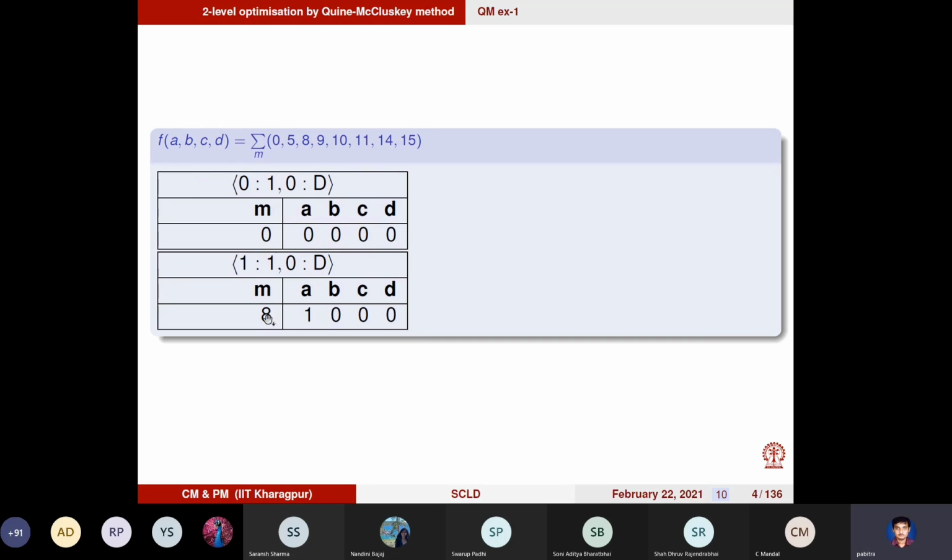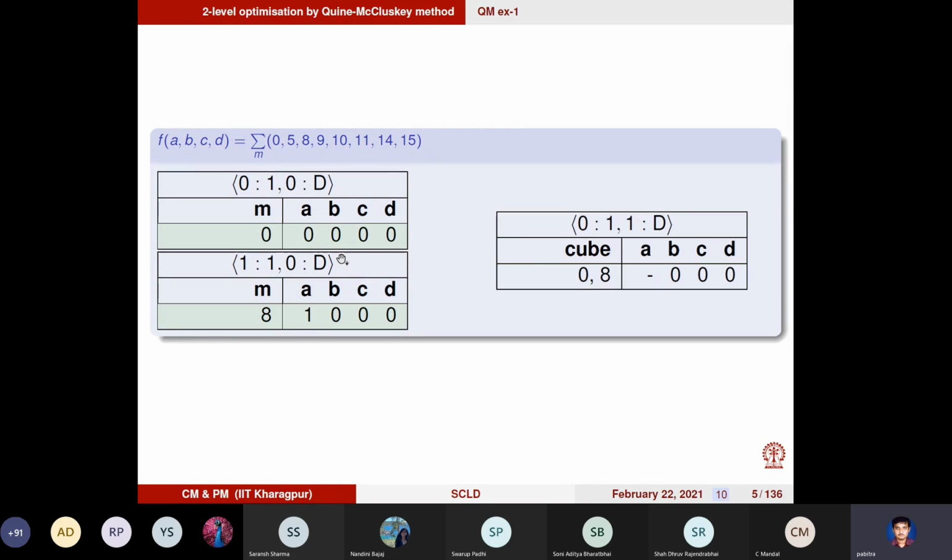Similarly, if we look at the minterm 8, these are the variables a, b, c, d. So here we have 2 minterms. If we combine these two into a cube, what do we get? We get this: a is differing, so you can eliminate a, and you have b, c, d. In fact, you have b prime, c prime, d prime. Okay, so these two we are combining.